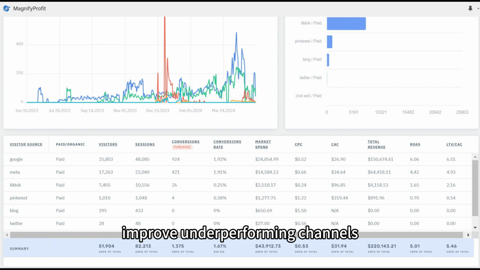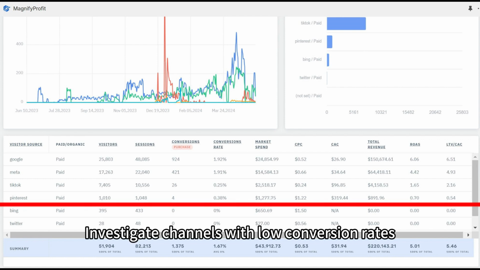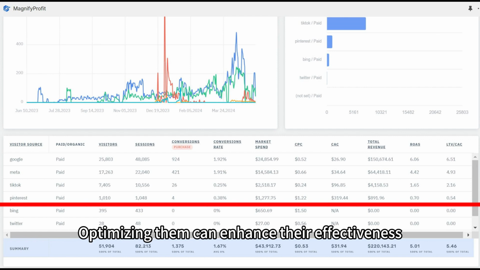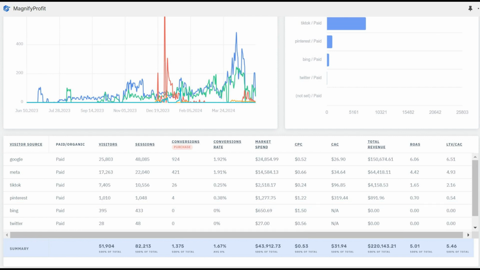Second, improve underperforming channels. Investigate channels with low conversion rates and high CAC and strategize to improve these metrics. Optimizing them can enhance their effectiveness and cost efficiency.